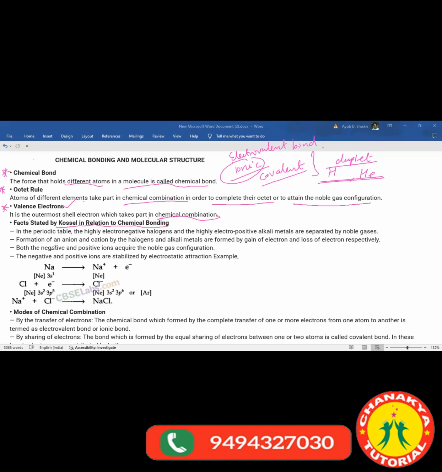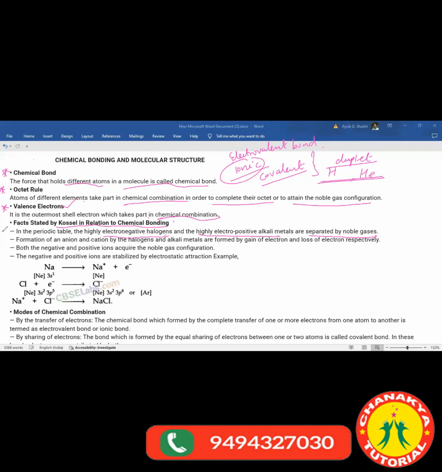The first point which has been said by him is that in the periodic table, the highly electronegative halogens and highly electropositive alkali metals are separated by the noble gases. Correct? What did he say in relation to chemical bonding? In the periodic table, the highly electronegative halogens and highly electropositive alkali metals are separated by noble gases.